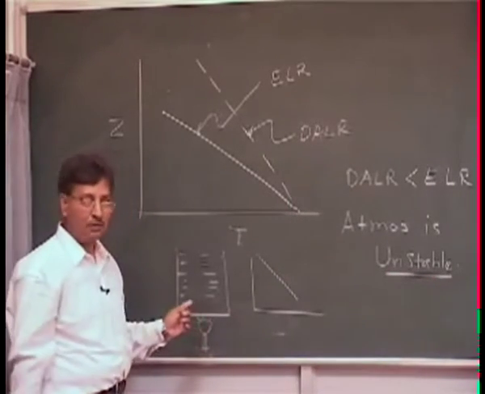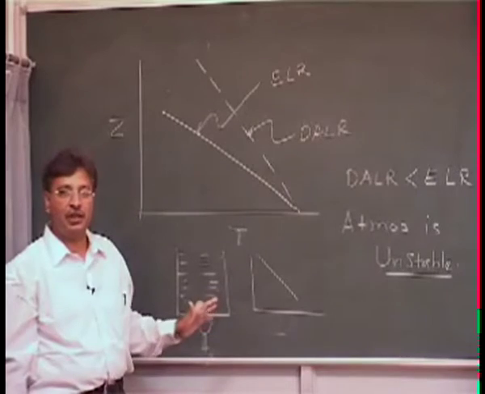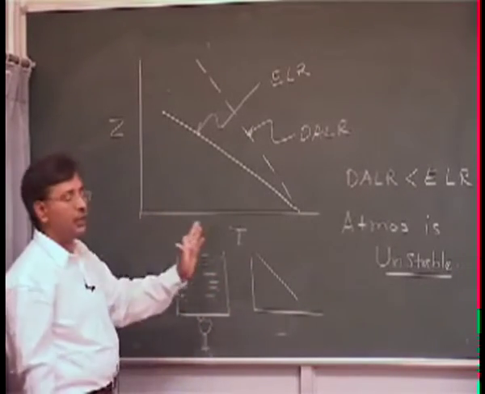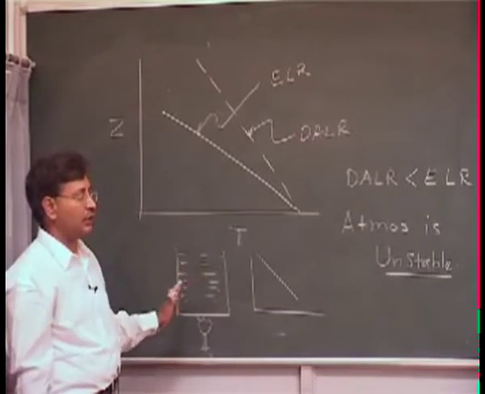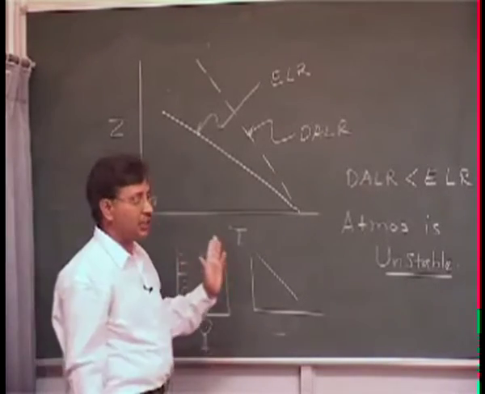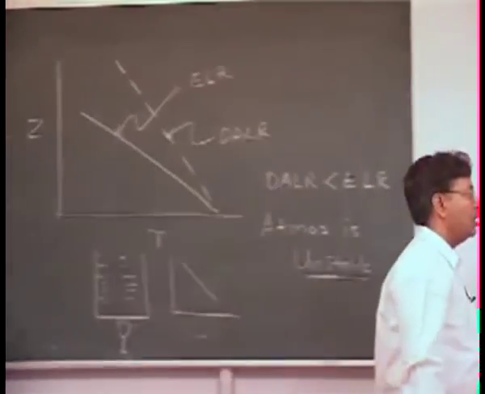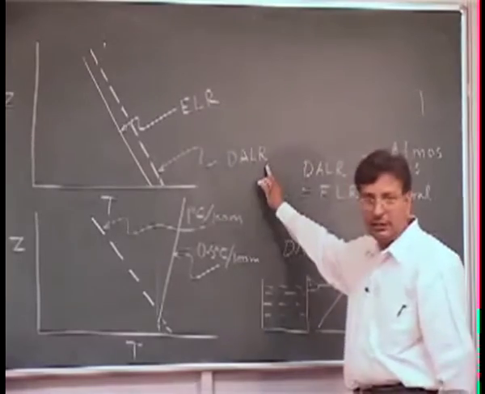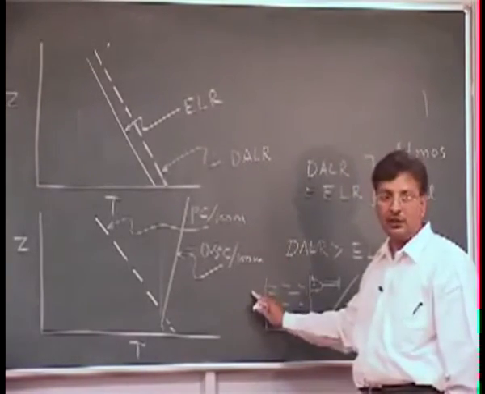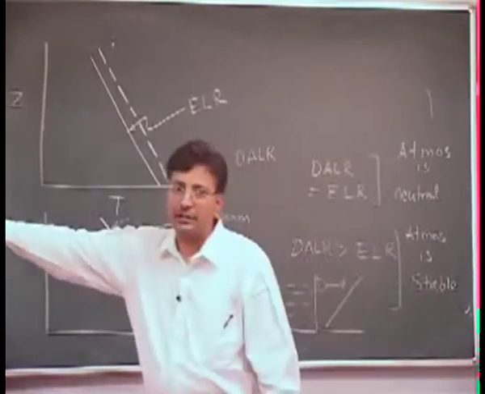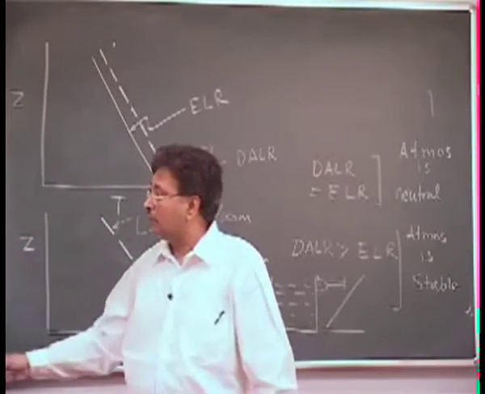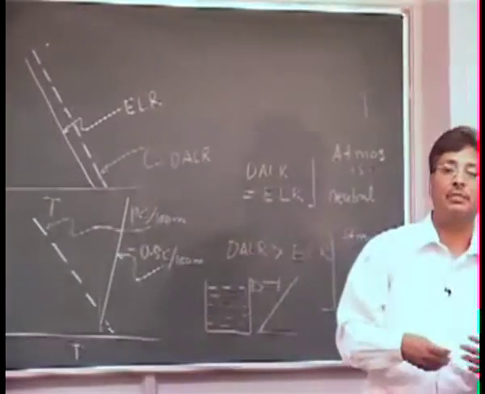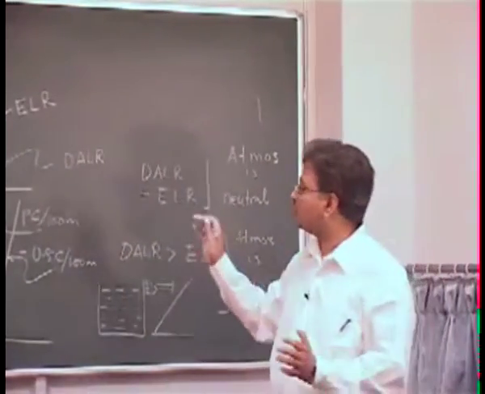Things will be unstable, and when I am not heating it altogether, then you can call that the neutral atmosphere. All these three conditions in the atmosphere are common. The atmosphere can behave like this, like this, and like this. You can imagine with respect to what is happening in the beaker, exactly the same thing happens in the atmosphere.